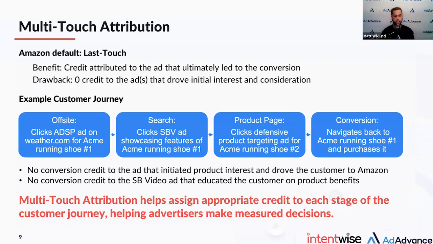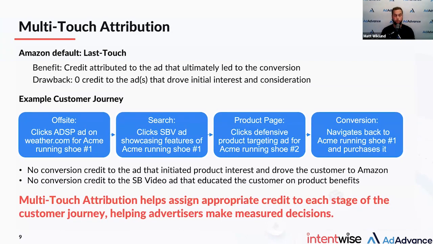Instead of having 0 sales from that awareness campaign that ultimately led me to a conversion, you can assign partial credit to it. There's also other custom attribution models like first touch or linear touch. First touch would assign the full value of the conversion to that ADSP weather.com ad. Linear touch would assign equal weighting to every single step along the way. And then companies like Intentwise, through AMC, we can create custom attribution models where we assign weighted values to first touch, last touch.